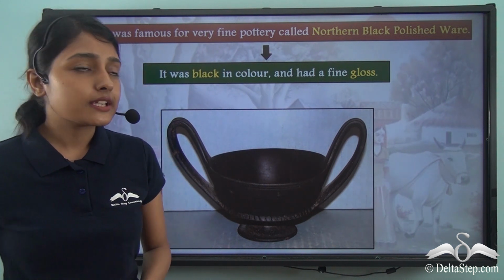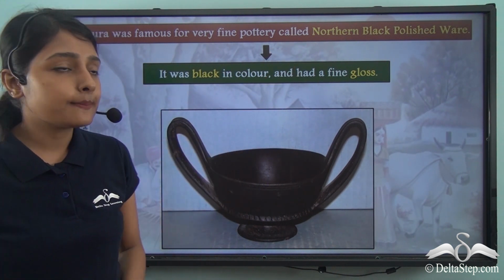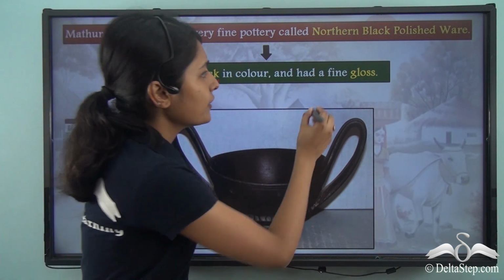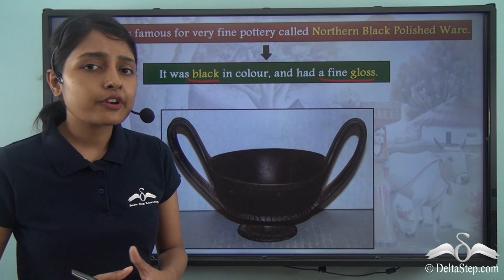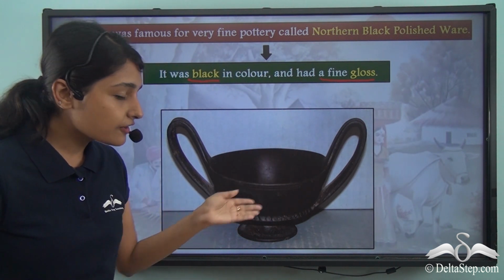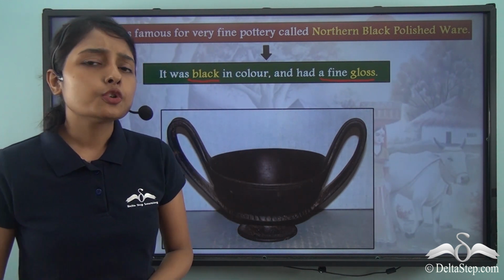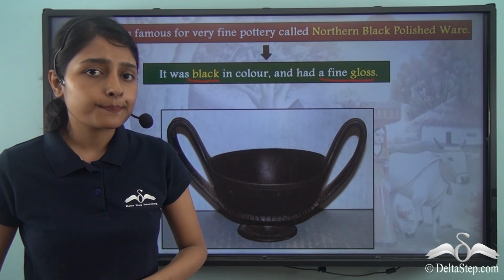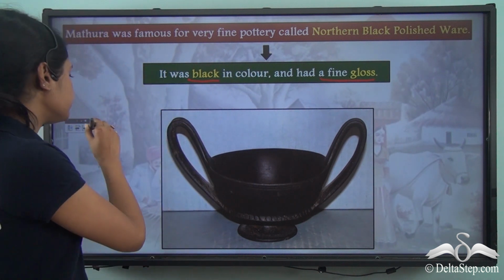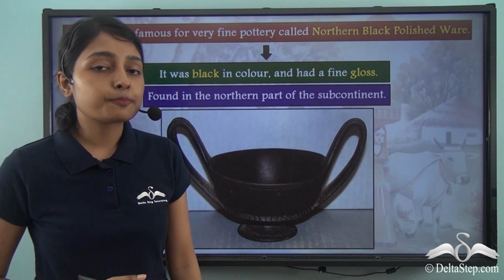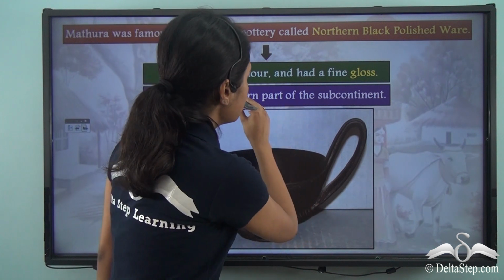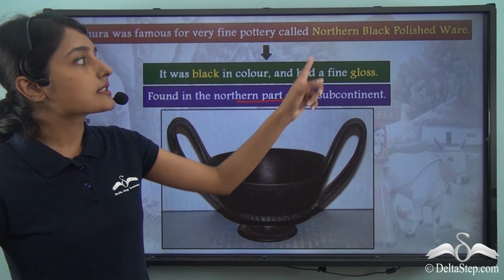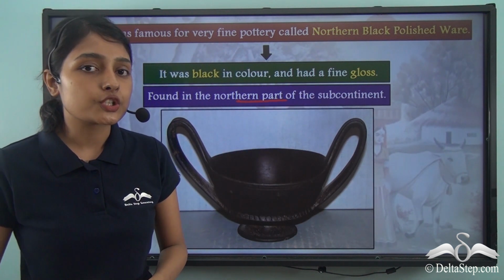Now this pottery, as you can understand from its name, was black in color and it had a very fine glass, a mirror shine in its surface. Now you must be questioning, why is this known as the northern black polished ware? This is because this kind of pottery flourished in the northern part of the subcontinent, and because of this it is known as the northern black polished ware.